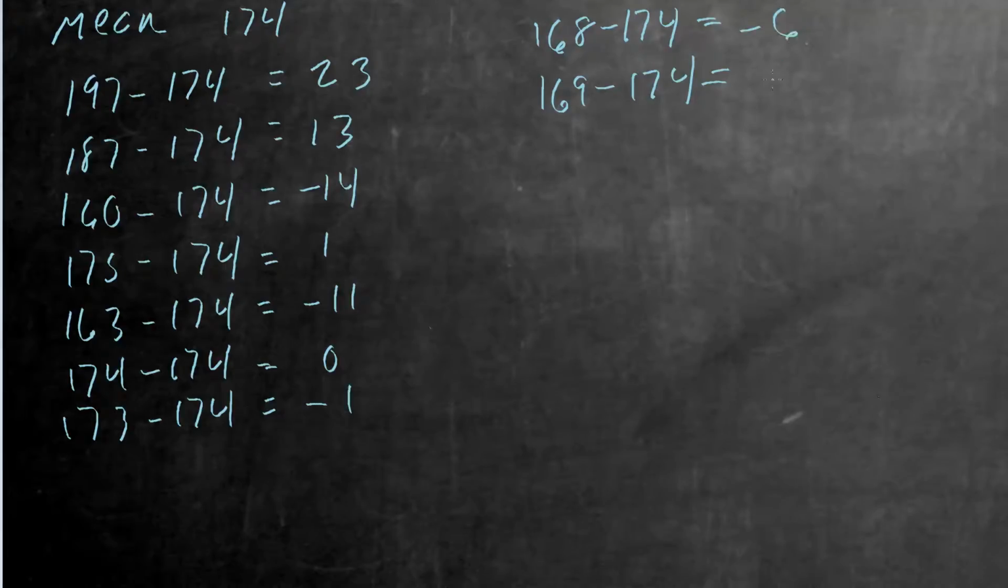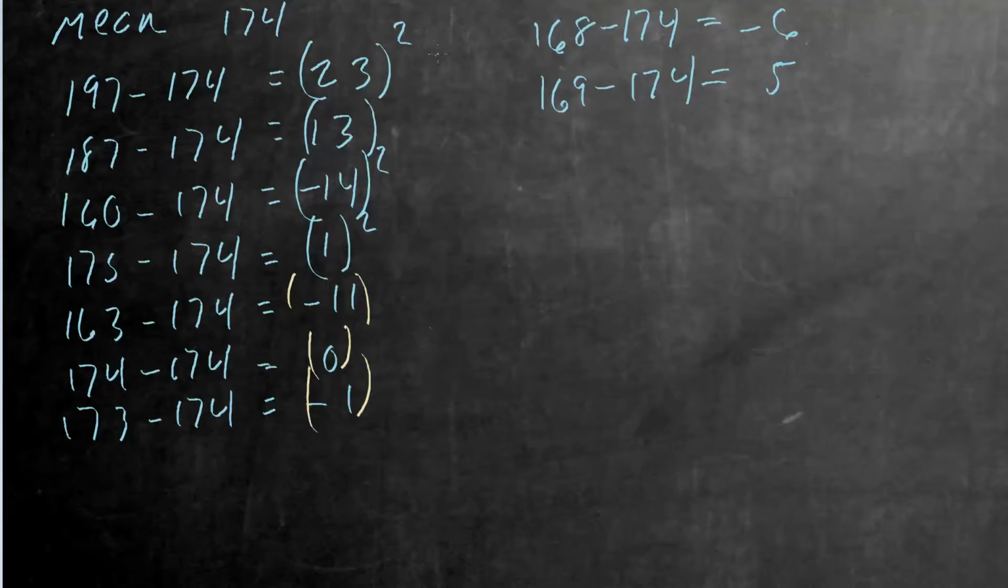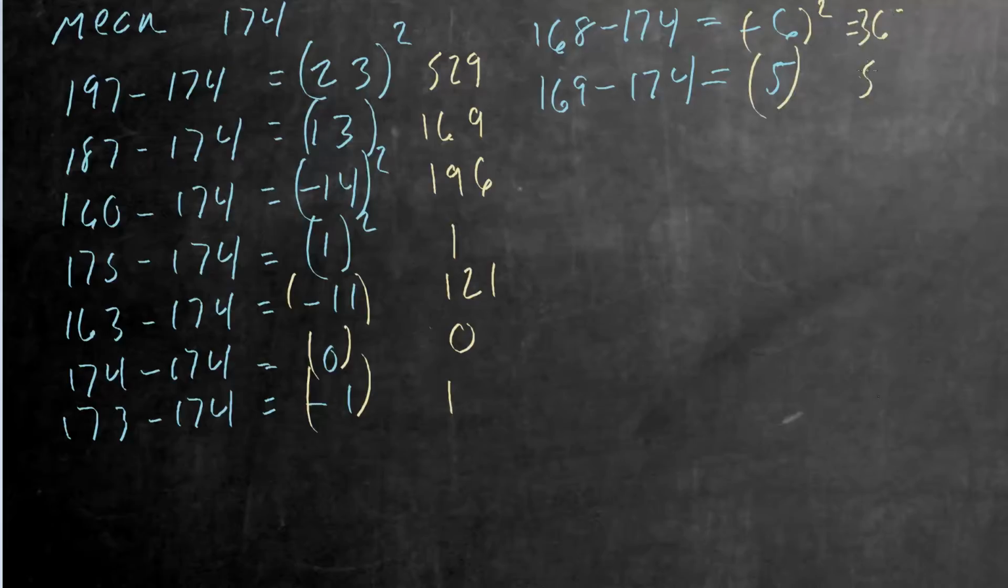Then square each number. So as we start squaring each number, we want to write those numbers down. 23 squared, 13 squared, 14 squared, 0 squared is 0, negative 1 squared, negative 6 squared, and finally 5 squared. We have to add those numbers up, and I think we get 1078.